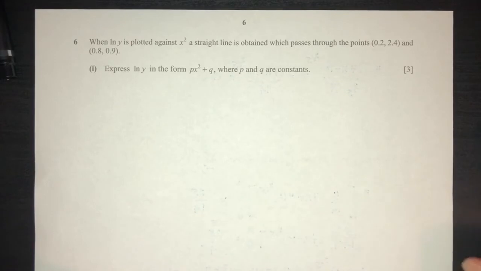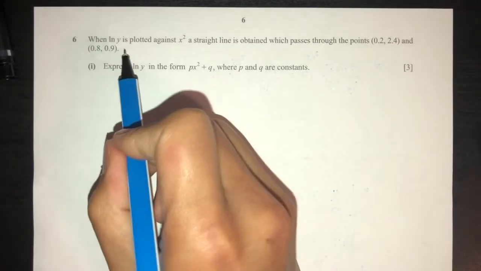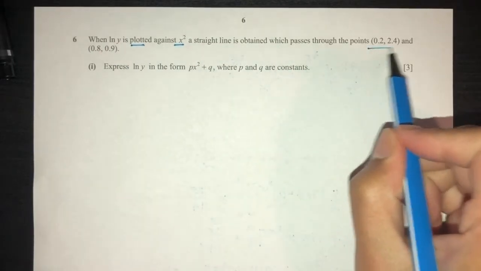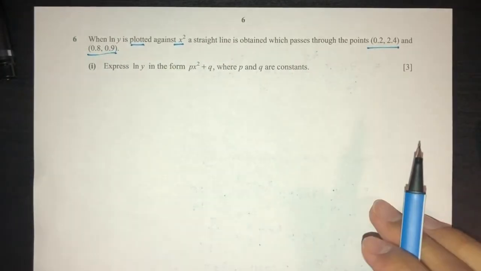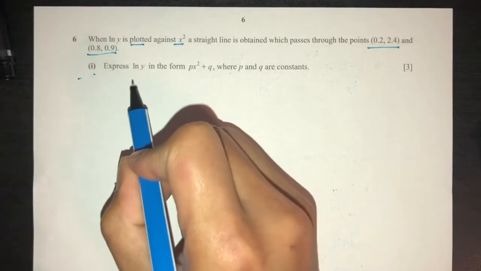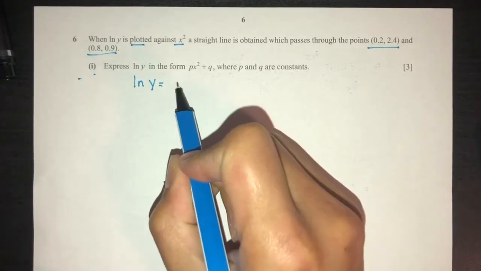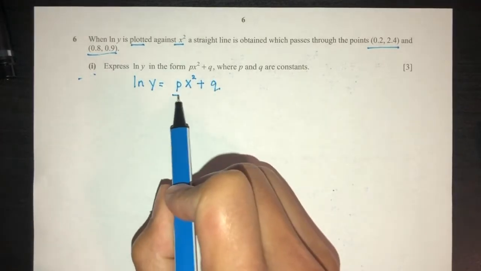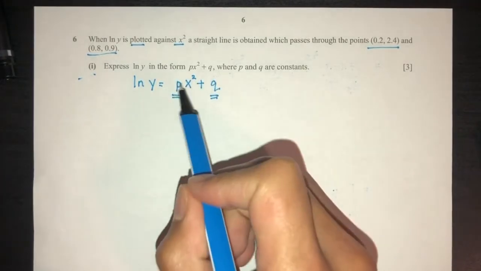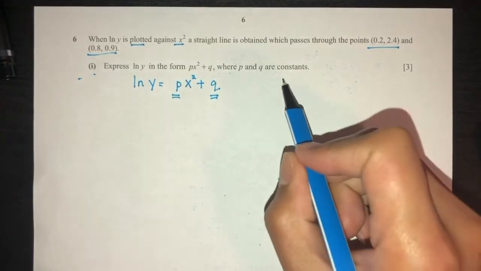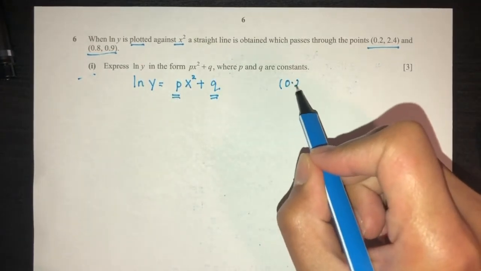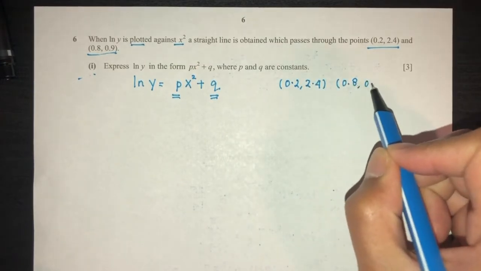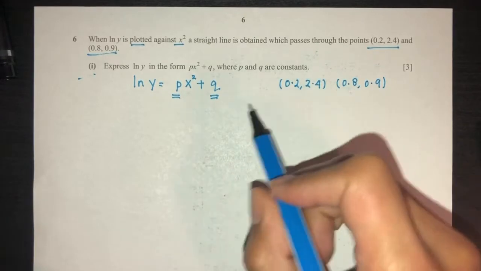Now let's move on to question number 6. When ln y is plotted against x squared, a straight line is obtained which passes through these points. This is the first point, this is the other point. Now, part 1, express ln y in the form of p x squared plus q. So we have to find the values of p and q. You can see p is your gradient, so we can easily find that. You have 2 points, 0.2, 2.4, and 0.8, 0.9. So we have to find the gradient.